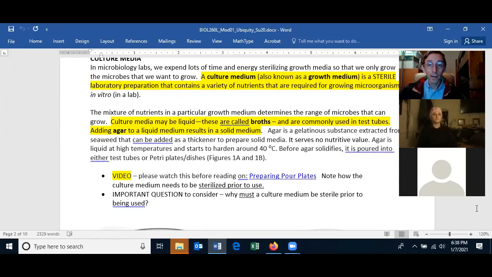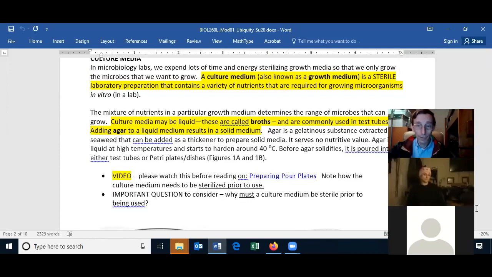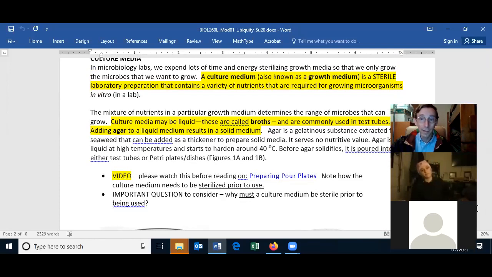Culture medium, also known as a growth medium, when it's given to you, is a sterile laboratory preparation that contains a variety of nutrients that are required for growing microorganisms. How we make this sterile in the lab is before we would give it to you, it would be put in the autoclave, killing all living things inside of it. So it'd be sterile.